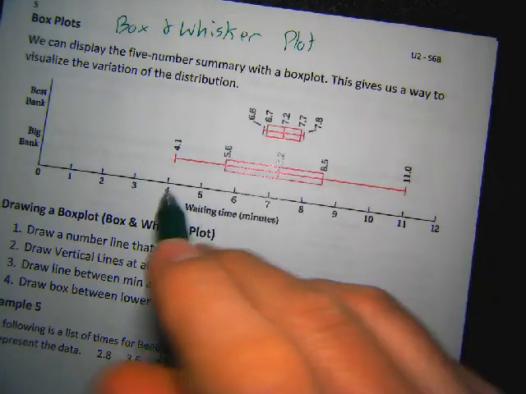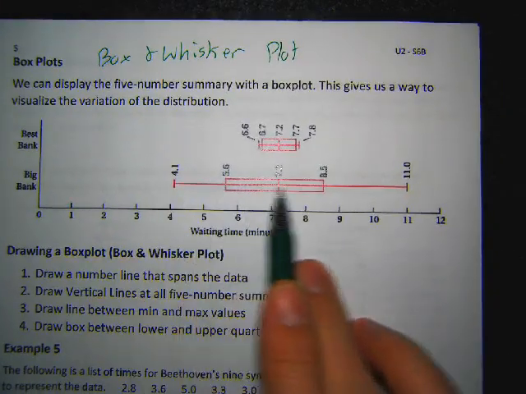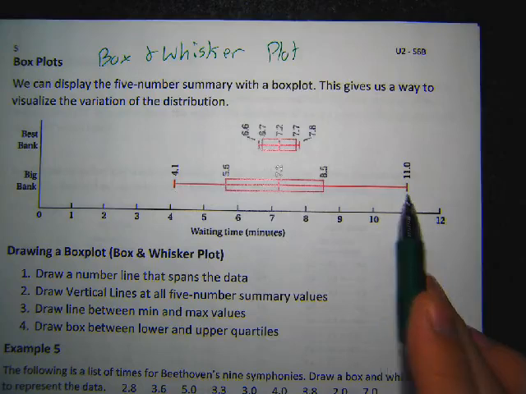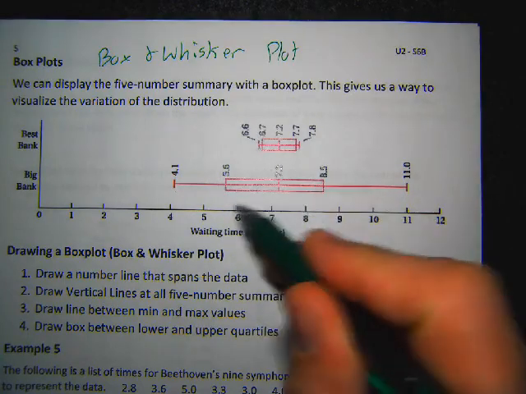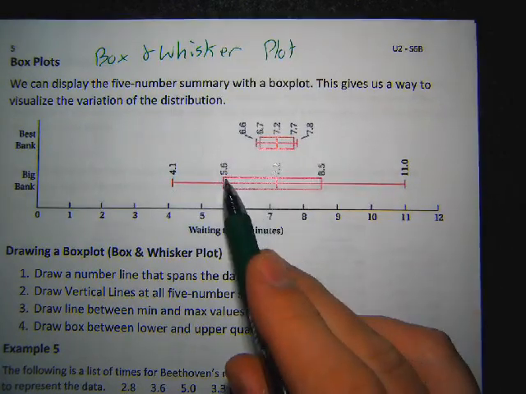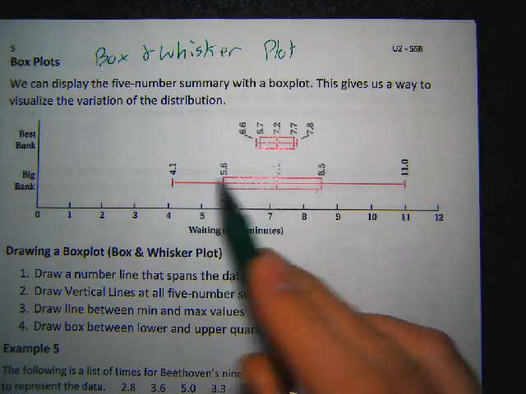We're going to draw a line that connects all of them. So there's going to be a line right through the middle that connects all the way from your min to max. And we're going to box the quartiles. So just the lower, middle, and upper quartile are going to get a box around them.